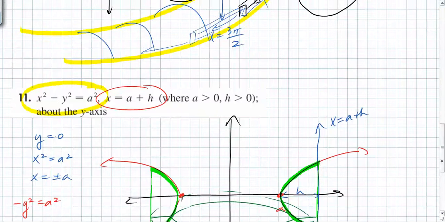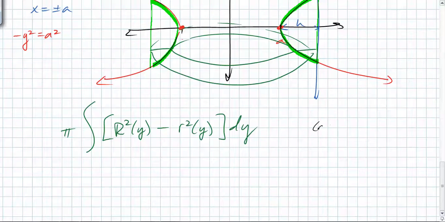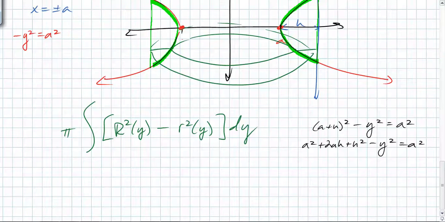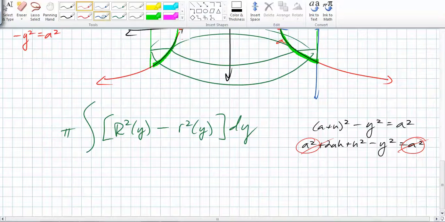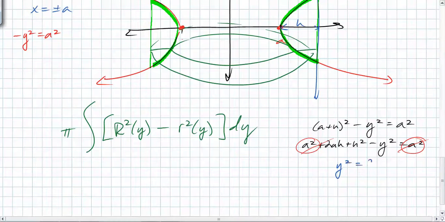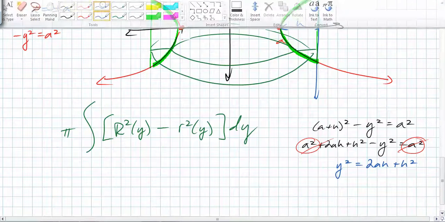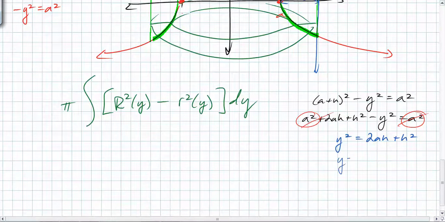So kids, I'm just going to give you the help here. You take this, and where do you plug it in? Plug it in for x. Okay, I'm just going to give you that little bit. So you know that a plus h squared minus y squared has to equal a squared. So what do you have to isolate? Y. A squared plus 2ah plus h squared minus y squared is equal to a squared. First thing that happens that's really nice, what cancels? These are gone. And then what do you get? You end up with y squared is equal to 2ah plus h squared. Well, that's kind of happy, right? It's not bad. We're isolating y, though, so what does y equal?